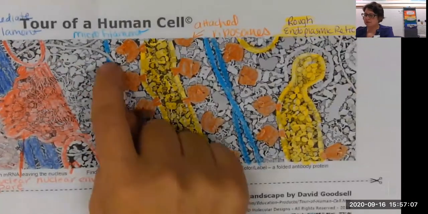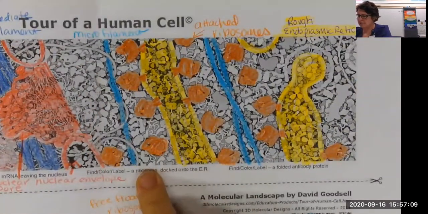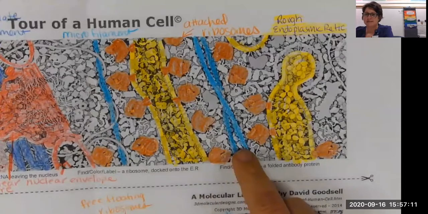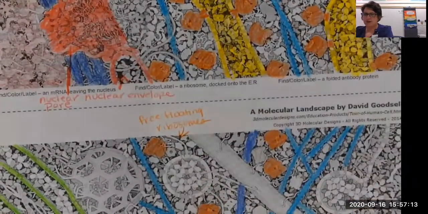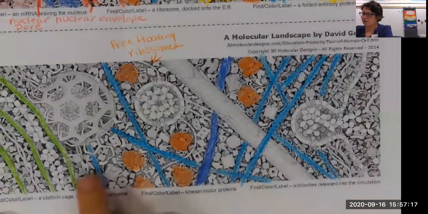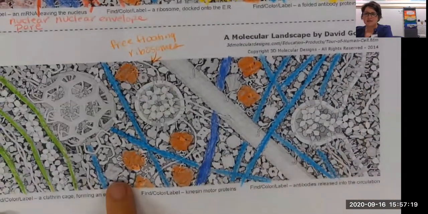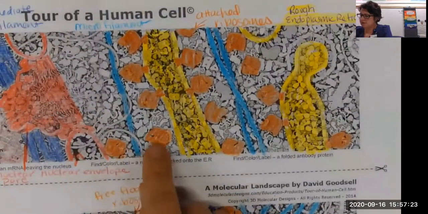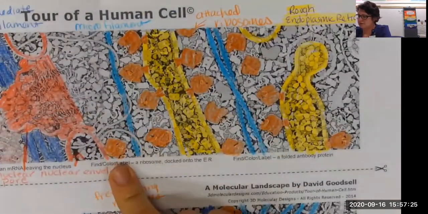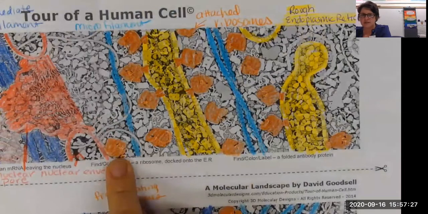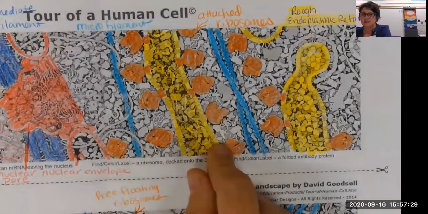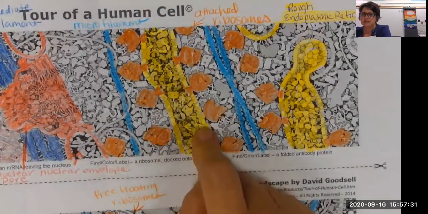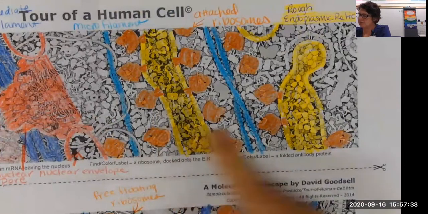Over here in our light blue, we have our microfilaments, and we have 3 microfilaments on this top panel, and we've got many down here on the bottom. Continuing back to the top, these orange blobs were our ribosomes. We've got one that's free floating here, and then we have lots that are attached to our endoplasmic reticulum, okay?